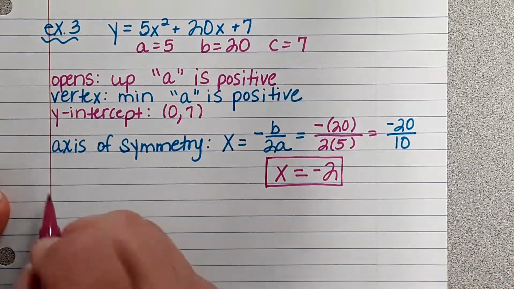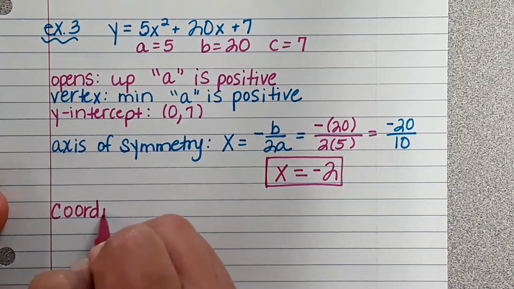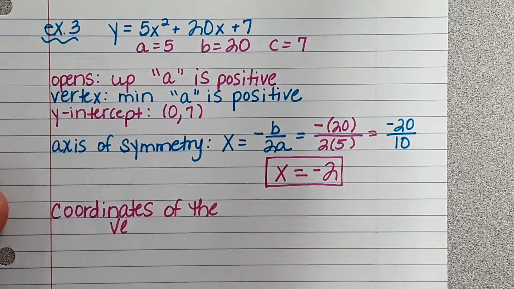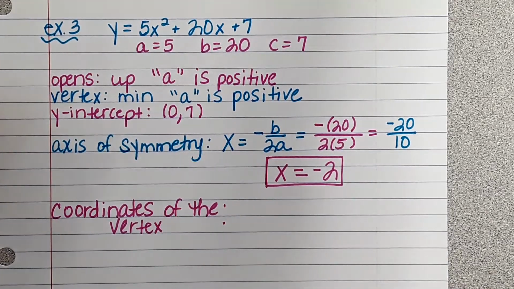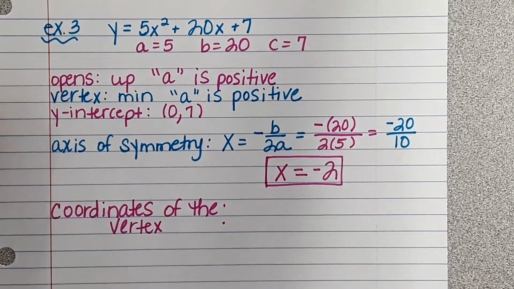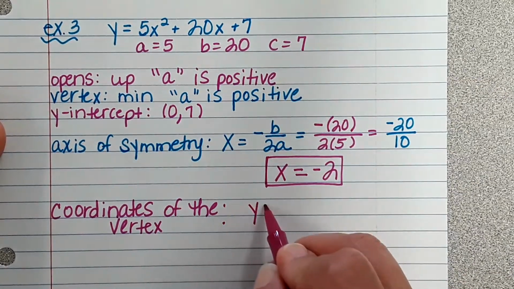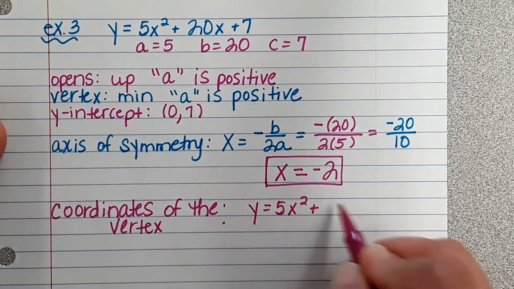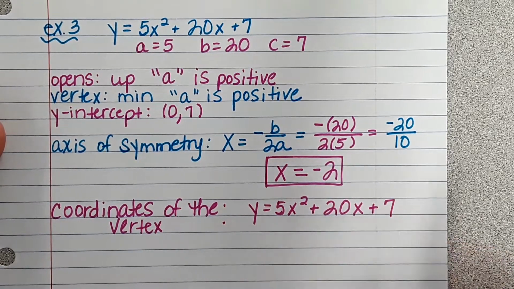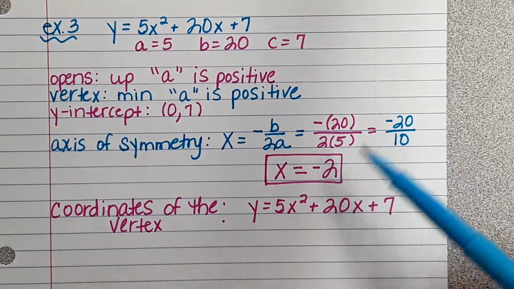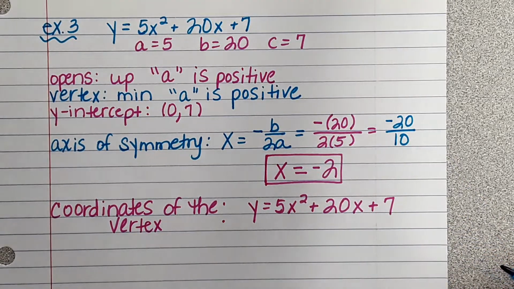And now the last thing that we're going to find is the coordinates of the vertex. To find the coordinates of the vertex, we're going to take this number and plug it into this equation. I always rewrite my equation again, especially in my notes, so that you can see what I'm doing. So this is the equation that was given to you. Now I'm going to replace x with this answer. On a quiz or test, if you get this wrong but you know to plug it in, you would still get credit if you get the right answer, because everything builds on each other.